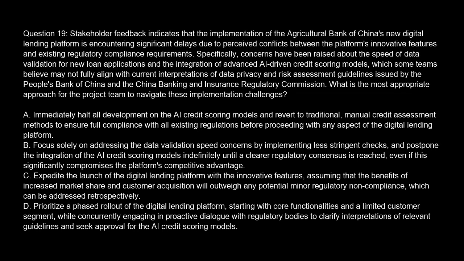Question 19. Stakeholder feedback indicates that the implementation of the Agricultural Bank of China's new digital lending platform is encountering significant delays due to perceived conflicts between the platform's innovative features and existing regulatory compliance requirements. Specifically, concerns have been raised about the speed of data validation for new loan applications and the integration of advanced AI-driven credit scoring models, which some teams believe may not fully align with current interpretations of data privacy and risk assessment guidelines issued by the People's Bank of China and the China Banking and Insurance Regulatory Commission. What is the most appropriate approach for the project team to navigate these implementation challenges?